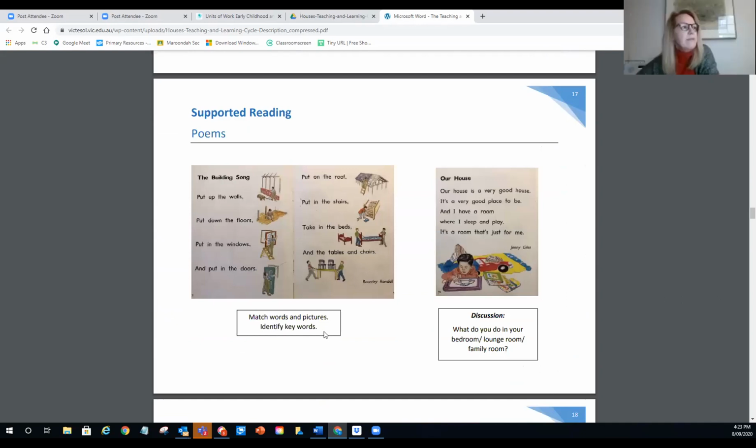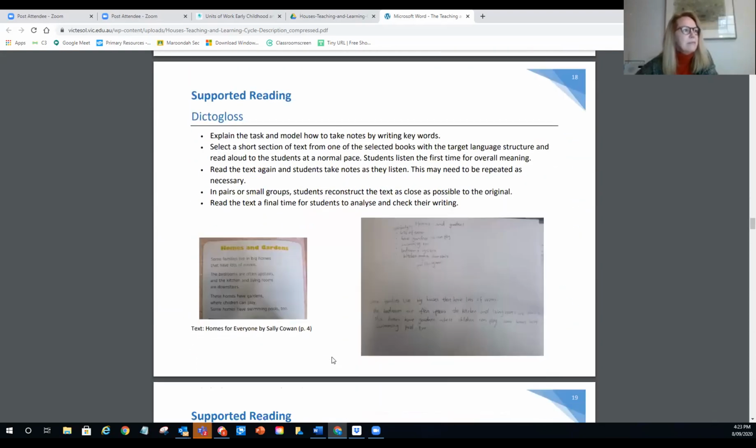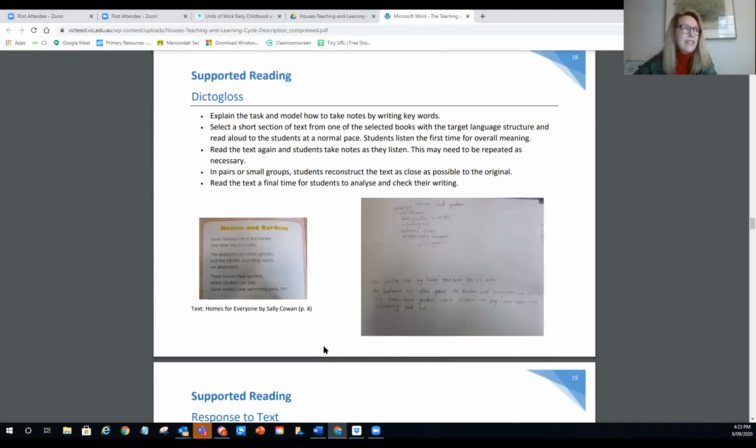So poems, songs, rhymes, chants, anything where we can recycle the vocab, we take advantage of that. Dictogloss, this is quite a difficult strategy. My lower level students wouldn't be able to cope with the text. That's very challenging, but this is, I don't know if you want me to explain dictogloss, but it's where the teacher reads a passage and the students try to rewrite it from memory or from what they've heard. So, they work in pairs or in small groups to recreate the text.